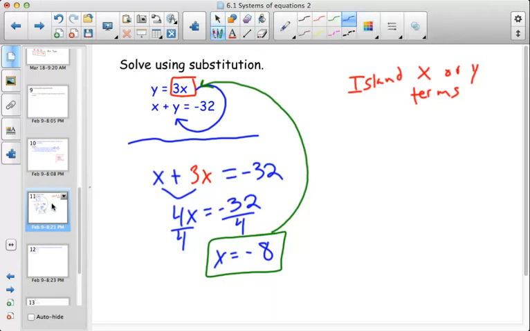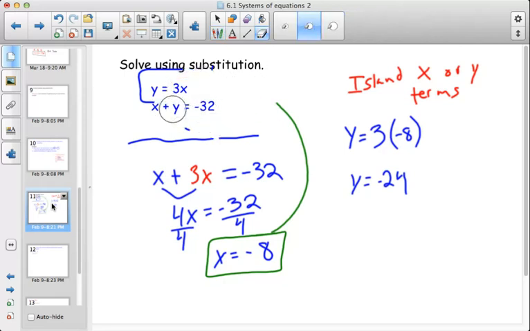In this case, I'm going to substitute my x value, negative 8, into the top equation because it'll make it a little bit easier. I'm going to say y is then equal to 3 times negative 8, and my y value has got to be negative 24. If you look at the original equations, y equals triple my x. So 3 times negative 8 gets me negative 24, that works. And then negative 8 plus negative 24 gets me negative 32. So it's just a way to solve these a little bit more algebraically.